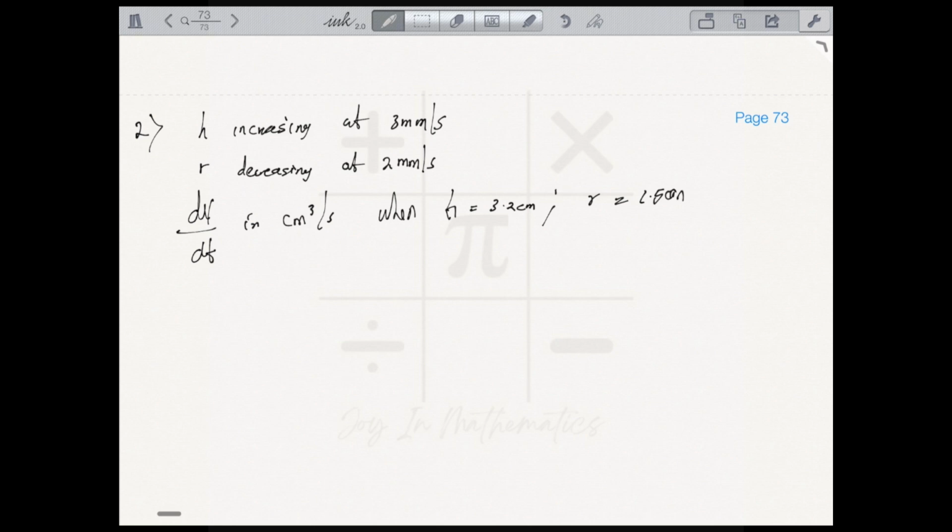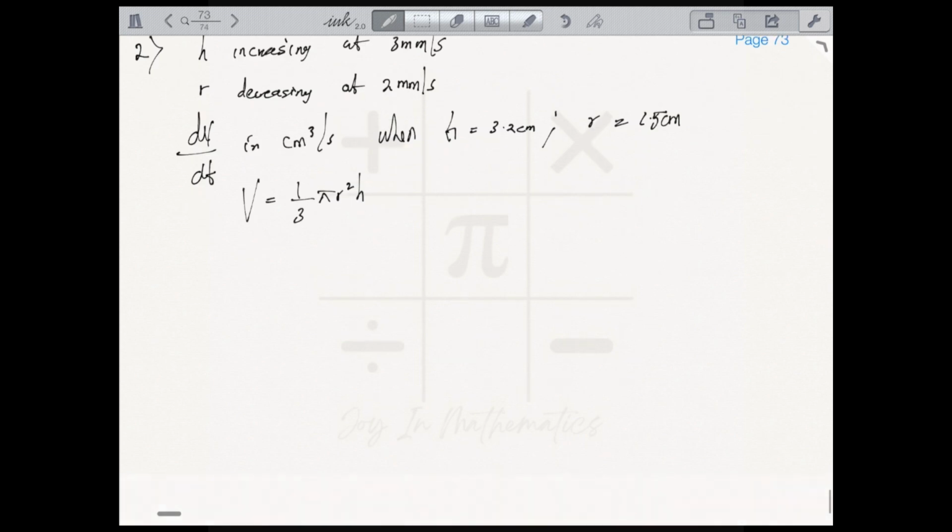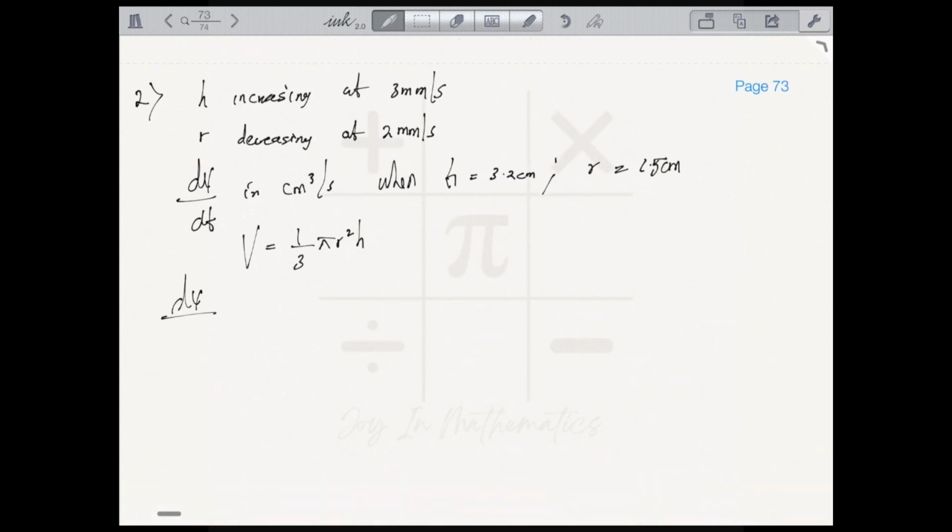Now in this question we are dealing with the volume of a right circular cone, and the expression of volume of the right circular cone is 1 over 3 pi r squared h. Therefore the rate of volume, that's dV/dt, in this case will be dV/dr multiplied by dr/dt plus dV/dh multiplied by dh/dt.